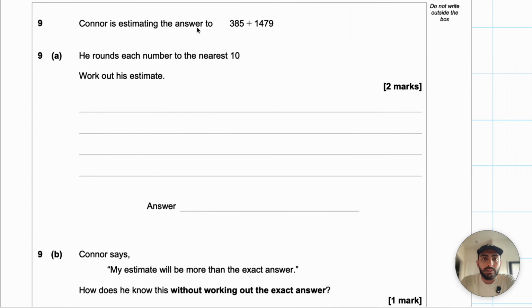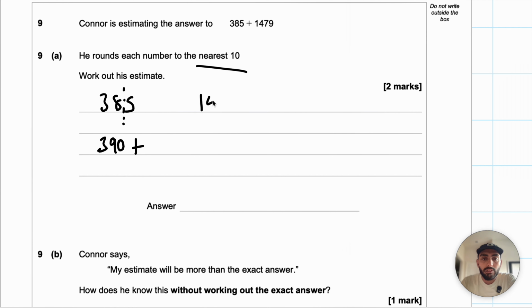Question 9. Connor is estimating the answer to 385 plus 1,479. He rounds each number to the nearest 10, work out his estimate. So if we're rounding this to the nearest 10, we're looking for the 10 column, and the one after that is going to tell us how we're rounding it. The 5 is telling me that I'm going to be rounding up. 5 or above, I give it a shove. 4 or below, I let it go. So it's going to become 390.